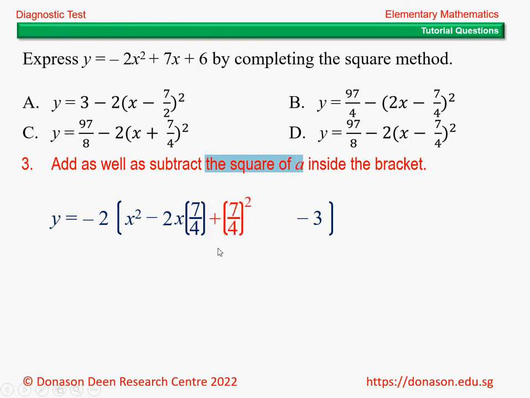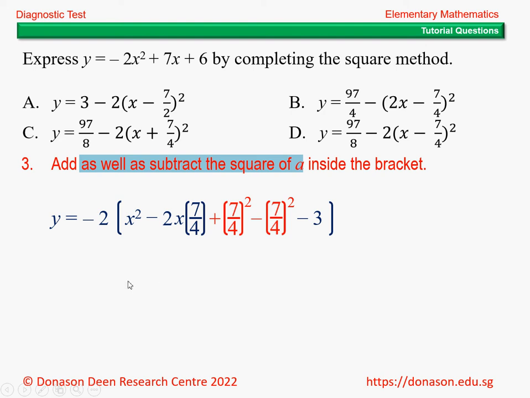So we write 7 over 4 and then we put a square sign outside. Okay, so 7 over 4 squared. So we have done add as well as subtract. So we're going to subtract away 7 over 4 squared as well. So this is the third important step that you need to perform.